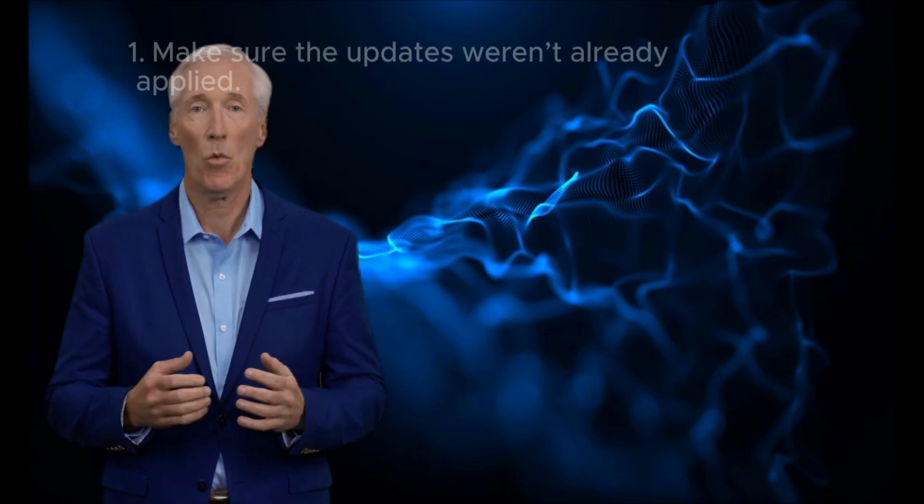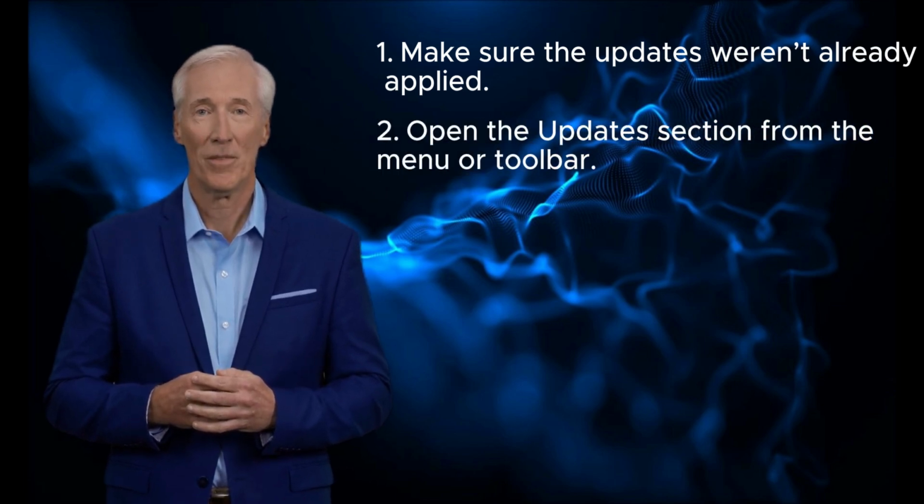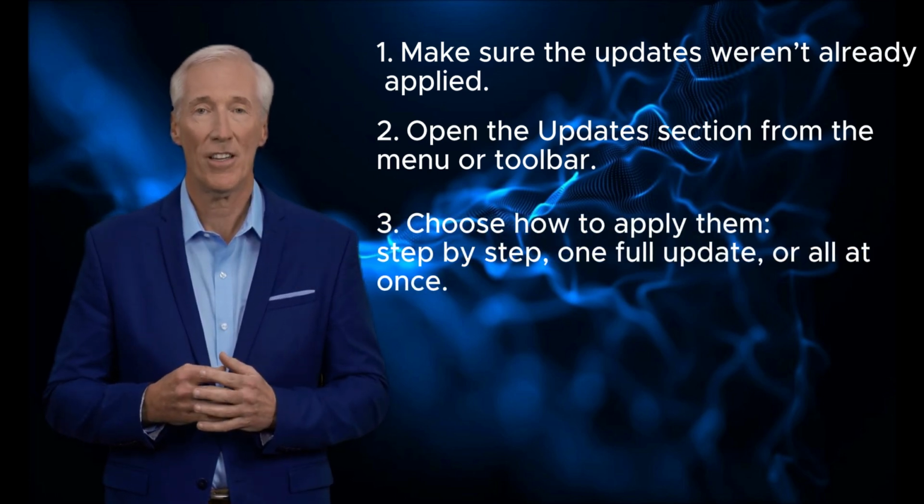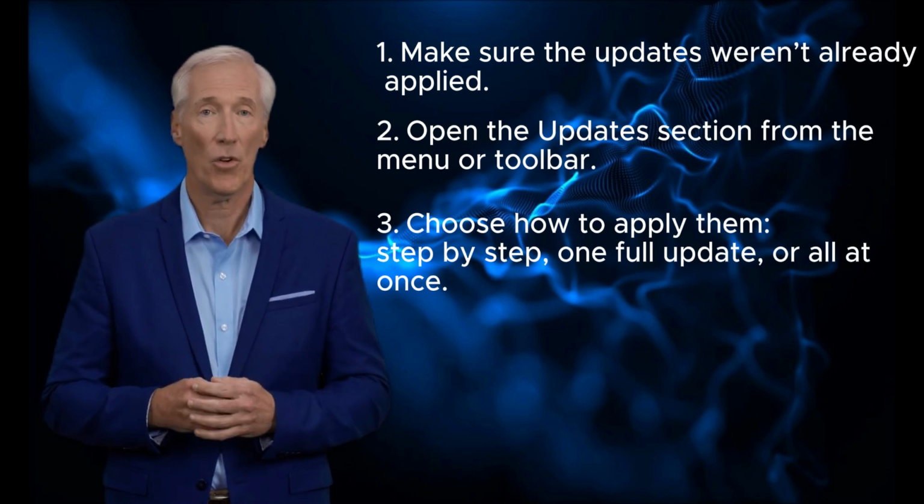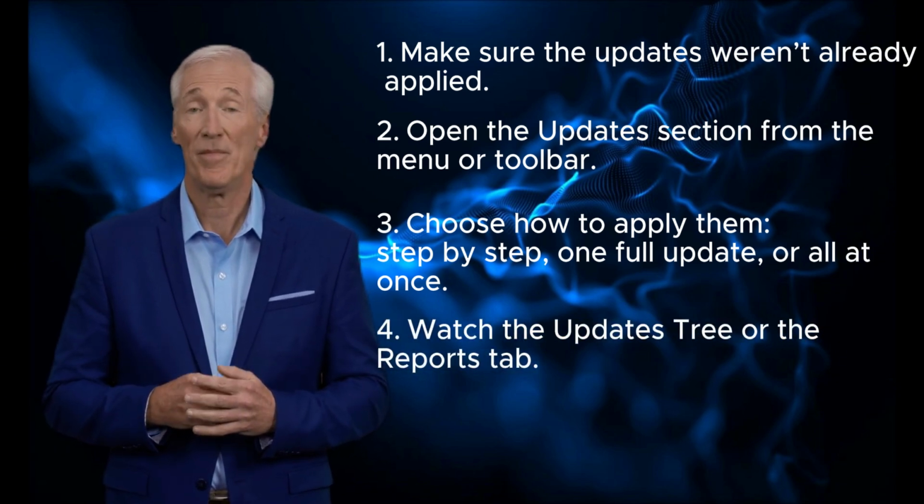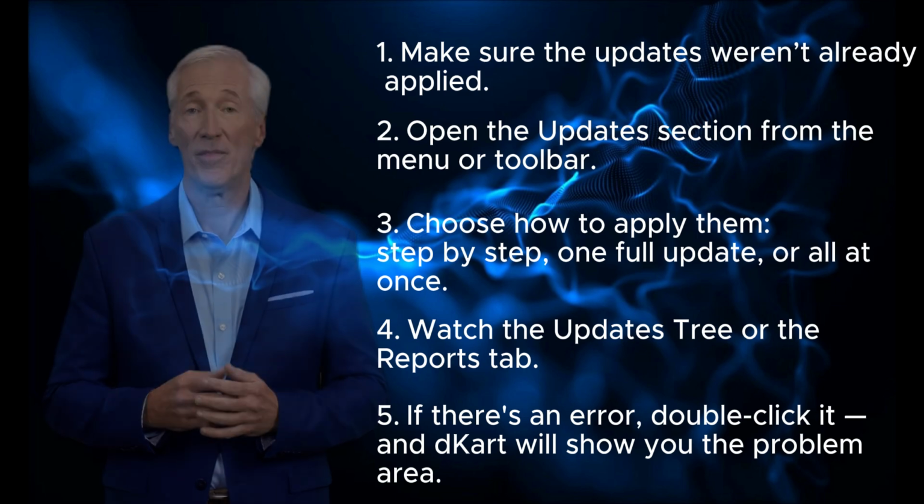So what should you do? Here's a quick summary. 1. Make sure the updates weren't already applied. 2. Open the Updates section from the menu or toolbar. 3. Choose how to apply them: step by step, one full update, or all at once. 4. Watch the Updates tree or the Reports tab. 5. If there's an error, double-click it, and dKart Inspector will show you the problem area. That's it. Manual updates made simple.